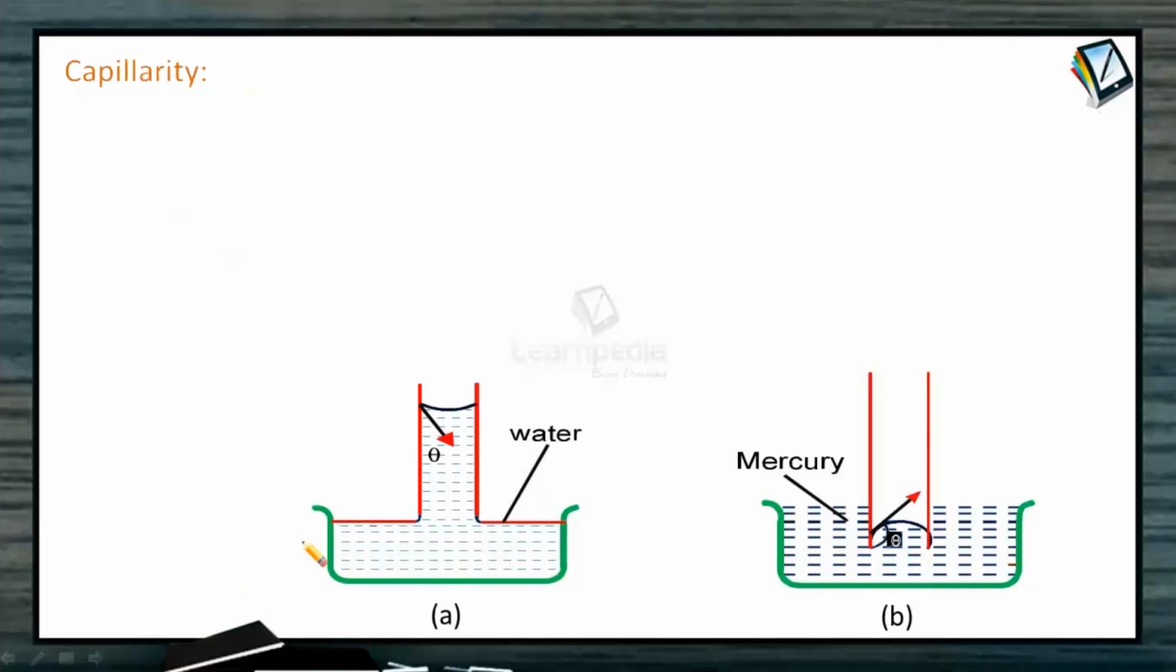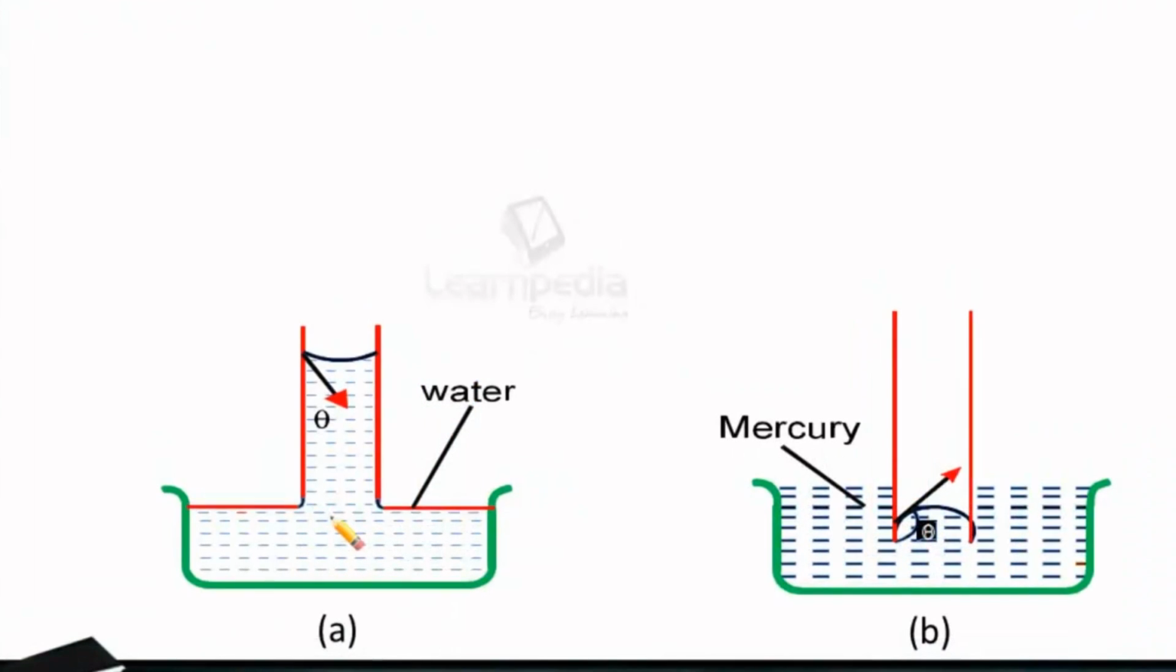For definition, we will take it for capillarity. A glass tube of a very fine bore throughout the length of the tube is called a capillary tube. If the capillary tube is dipped in water, so this is a capillary tube. If this capillary tube is dipped in water, water wets the side of the tube and rises in the tube. If the same capillary tube is dipped in mercury, then the mercury is depressed.